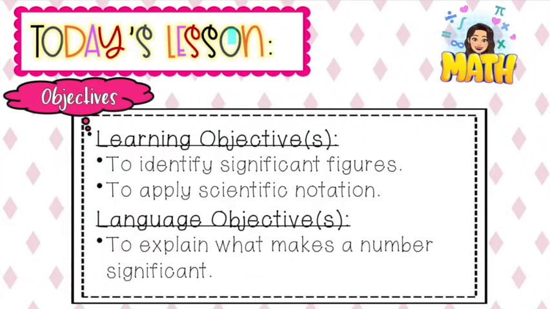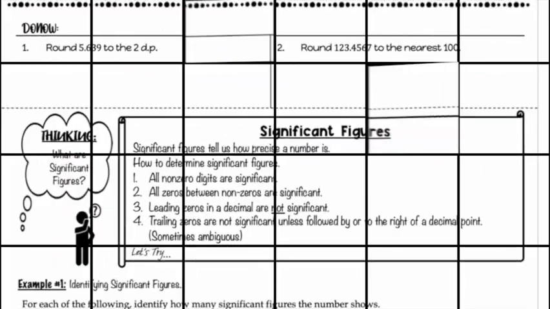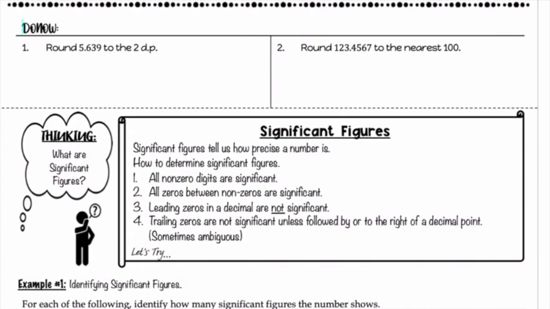Welcome to today's lesson. Our learning objective is to identify significant figures and to apply scientific notation. Our language objective is to explain what makes a number significant. So let's take a look at today's lesson. Let's take a look at today's do now.